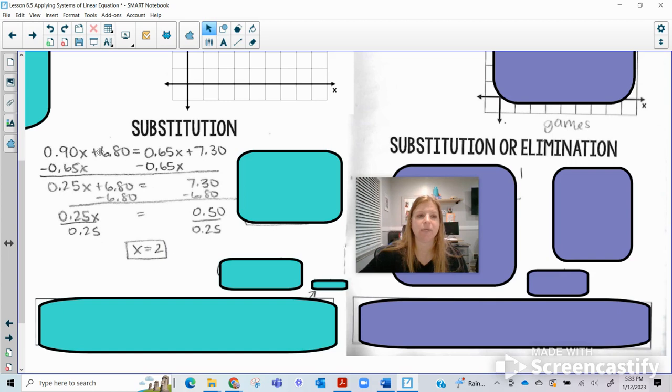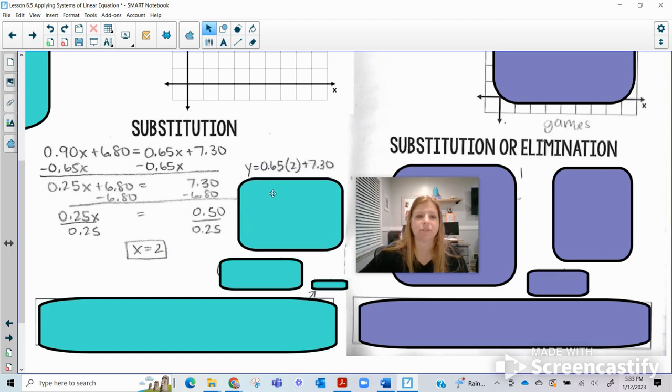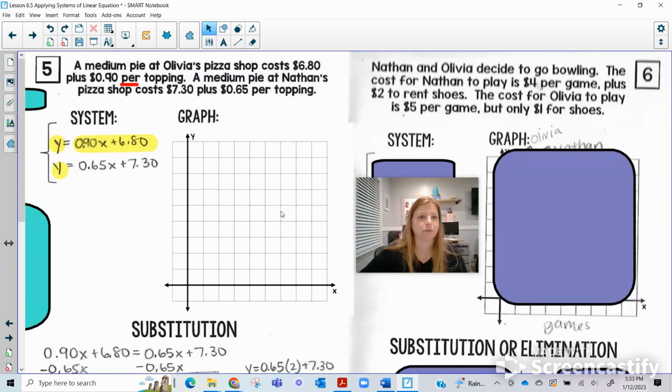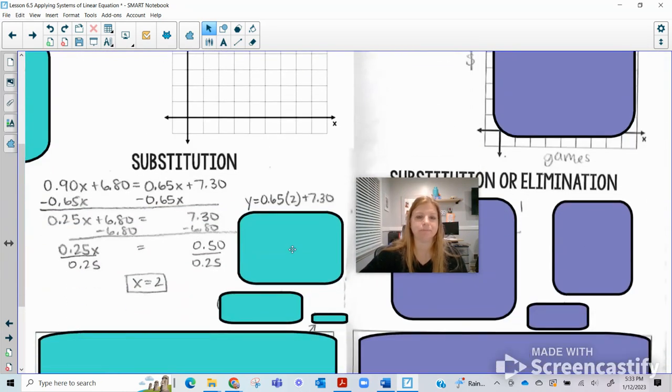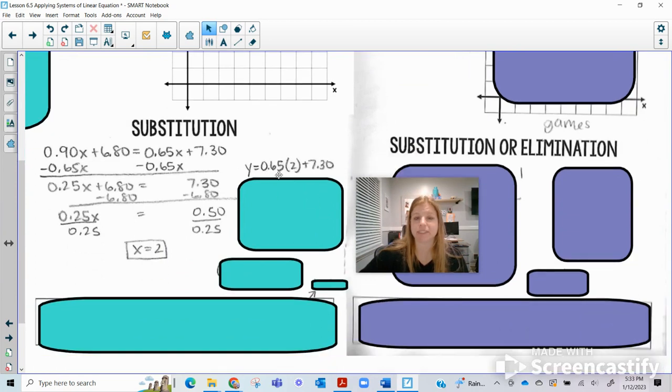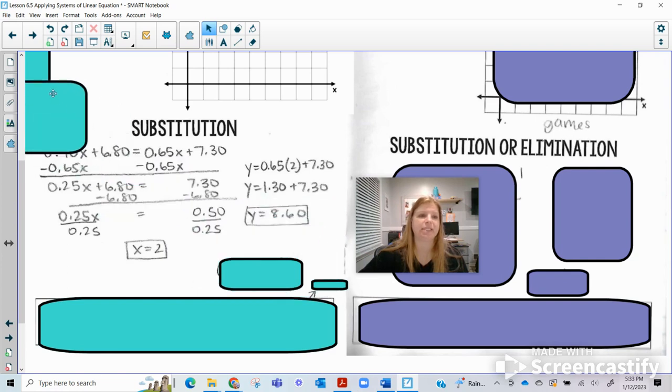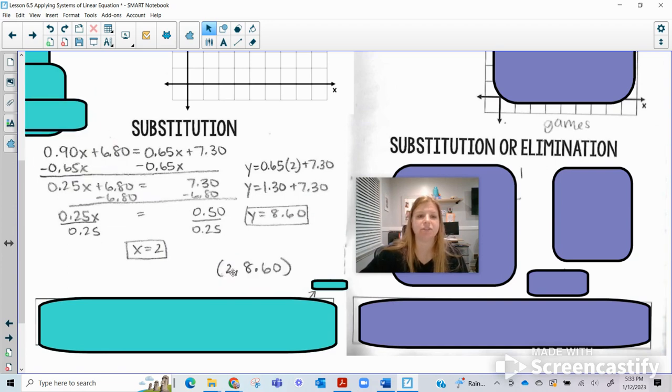I would then take that 2 and substitute it in for x into either one of those equations. It looks like I chose Nathan's equation, the second one. I plugged in my 2 for x. 0.65 or 65 cents times 2 is $1.30. $1.30 plus 7.30 is $8.60. So what this intersection, 2, $8.60, means is that if you got 2 toppings at either pizza shop, at Olivia's Pizza Place or Nathan's, they would cost the same price, $8.60.